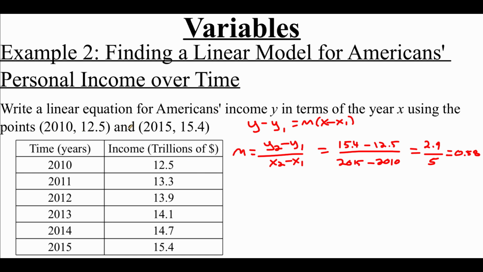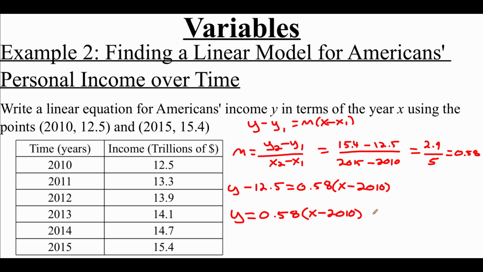Now we're going to use one of our points, and I'm just going to use the first point as my x1 and y1 to fill into this equation. So this is going to say y minus the y1 value, which is 12.5, equals our slope, 0.58, times x minus the x1 value, which is 2010. Now, I actually want to get y alone, so I'm going to take this 12.5 and add it over to the other side. So for our equation, we're going to get y equals 0.58 times x minus 2010 plus 12.5.